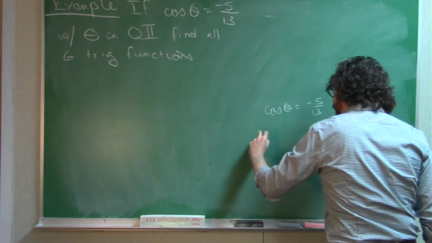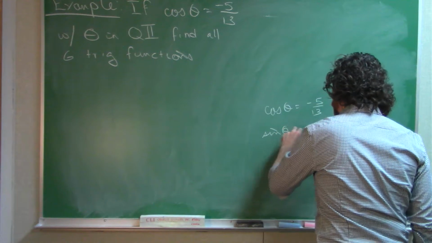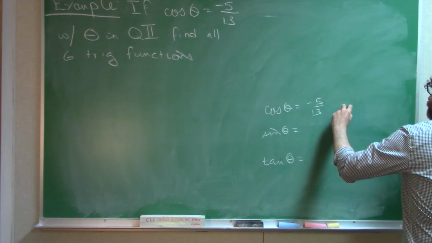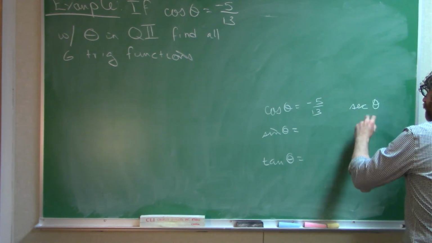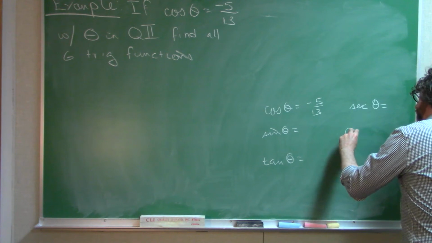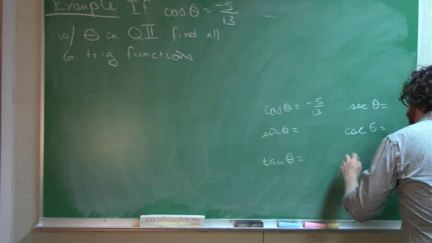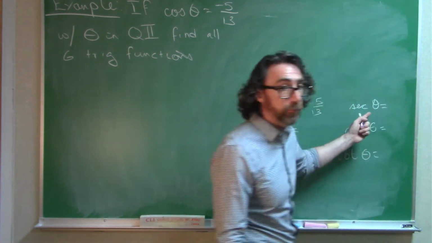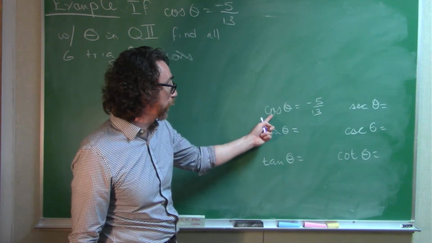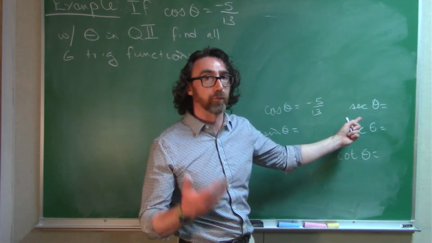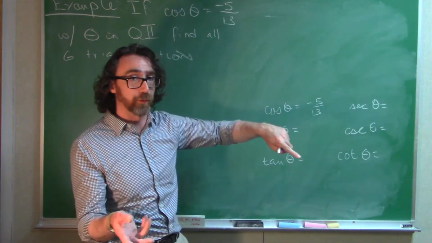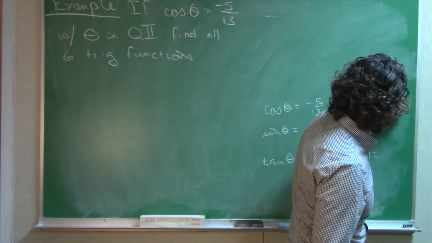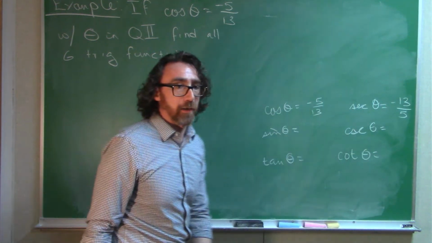Okay, now they told us this one. Cosine theta equals negative 5 over 13. They want me to find the remaining trig functions. Now, one of these I can get for free. Cosine theta and secant theta are related by the reciprocal identities. If you know one, flip it, you got the other. Cosine theta is negative 5 over 13, secant theta, negative 13 over 5.